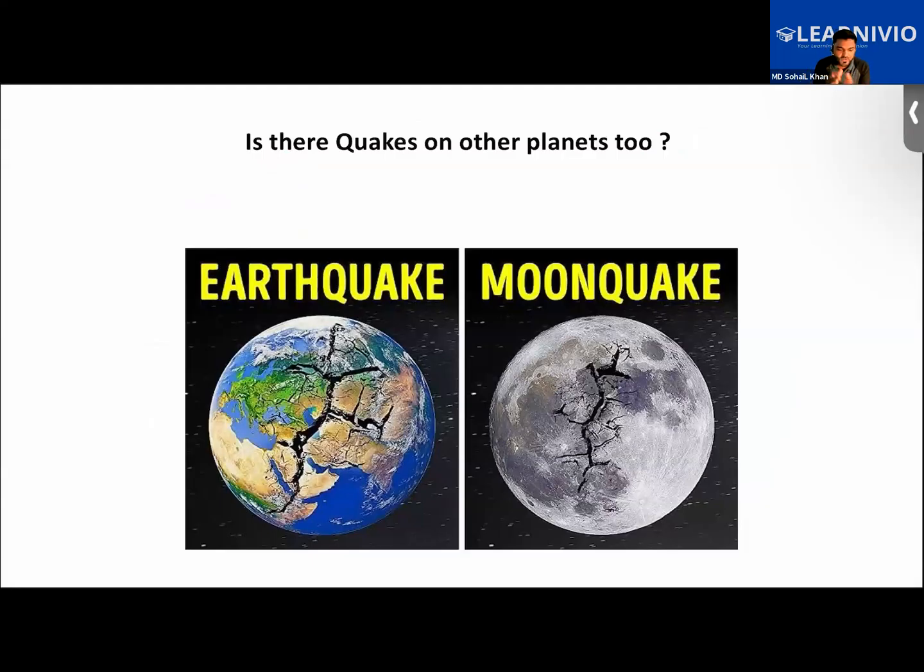Now we know that other than Earth, there are some other rocky bodies in the universe. There are some other rocky planets in the solar system, particularly. So just like here on Earth, we have a quake called an earthquake, can there be quakes on other planets too? What do you guys think about it?